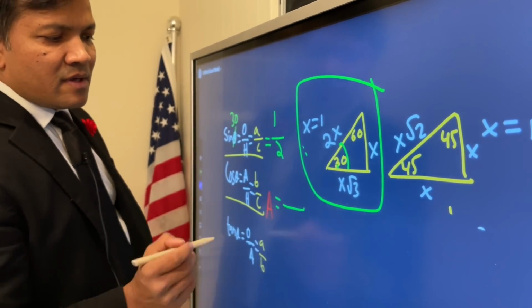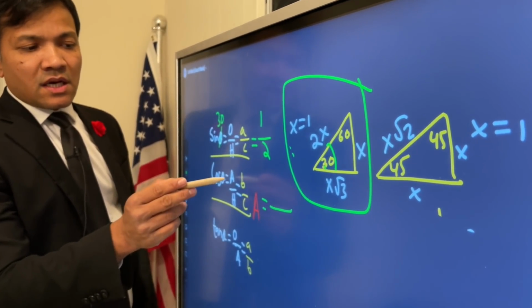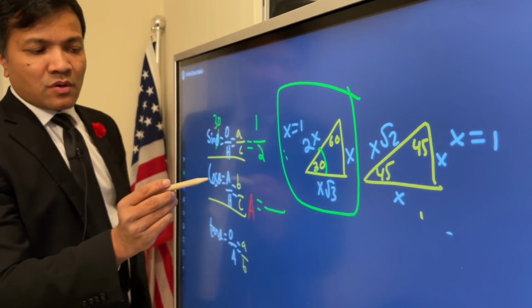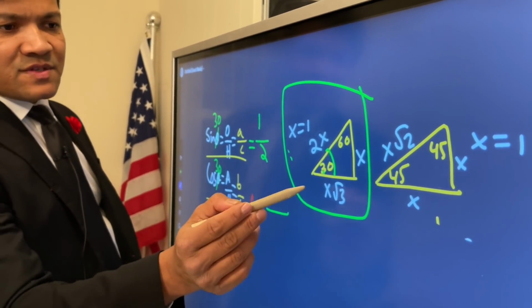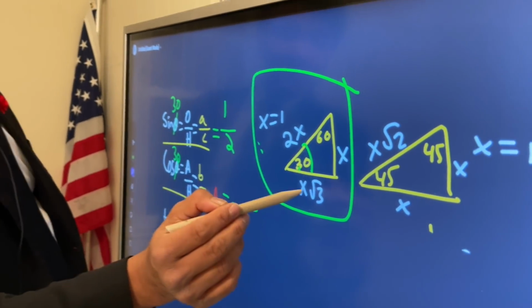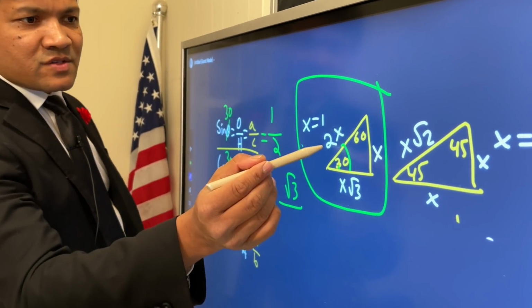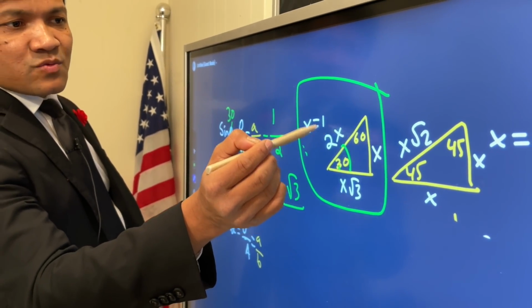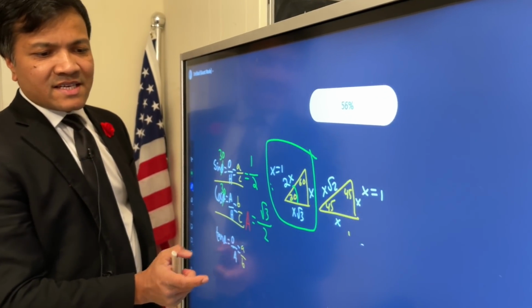Now this one, cosine. So cosine 30 degree. The adjacent is what? The adjacent is x root 3. x is 1, so square root of 3. The hypotenuse is 2x. x is 1, so 2 times 1 is 2. So cosine 30 degree is square root of 3 over 2, and sine 30 degree is half.